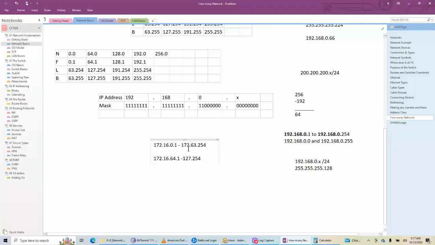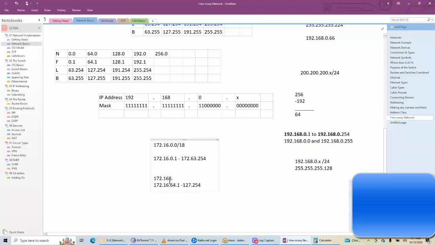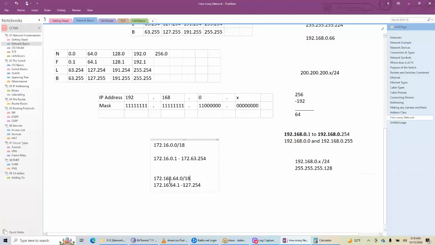Now the CIDR for the first network is going to be 172.16.0.0, and that's going to be a /18. Here are our 16 bits, 17, 18. Our second one is going to be 172.16.64.0/18.